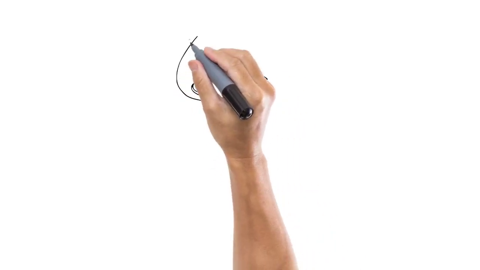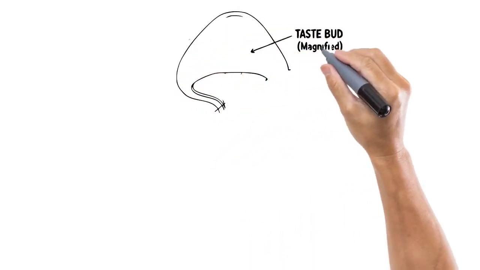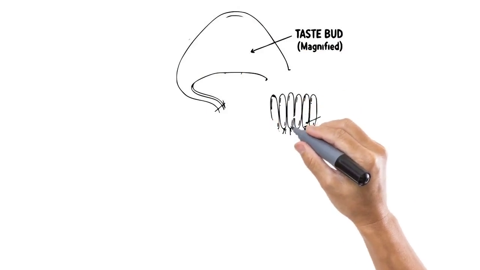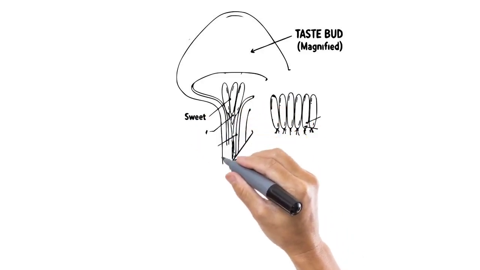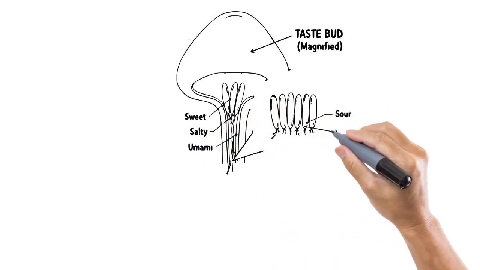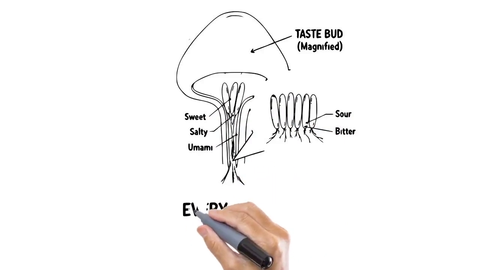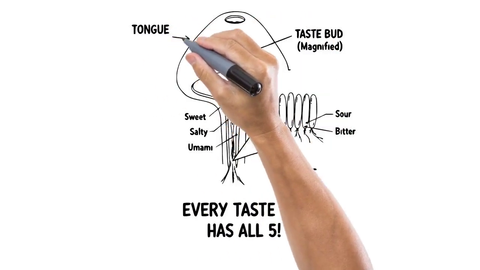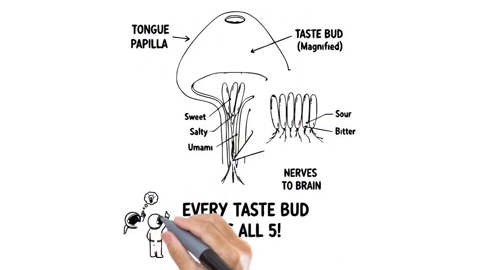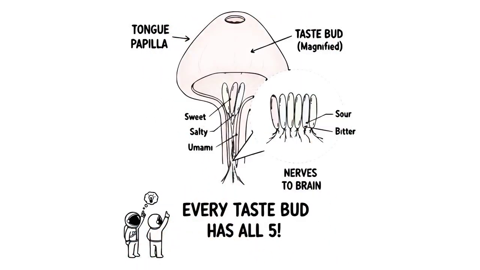So, what does modern science say? It turns out your entire tongue, except for the very center, is covered in tiny bumps called papillae. Within these papillae are hundreds of taste buds. The key fact is that every single taste bud contains receptor cells for all 5 basic tastes: sweet, sour, salty, bitter, and the 5th taste, umami or savory.